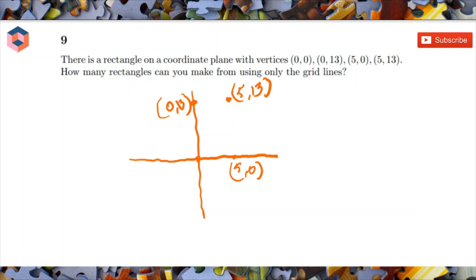We notice that we basically have a rectangle already, and I'm going to draw in a few of the grid lines. For example, for 5, 0, we would have 1, 2, 3, 4. Now for 13, we would have 1, 2, 3, 4, 5, all the way to 13. Okay, so what does that tell us? What do we need to make a rectangle? Well, let's draw a rectangle right here. A rectangle has 2 vertical lines and 2 horizontal lines that are parallel. Okay, so this might just be a combination problem, right?